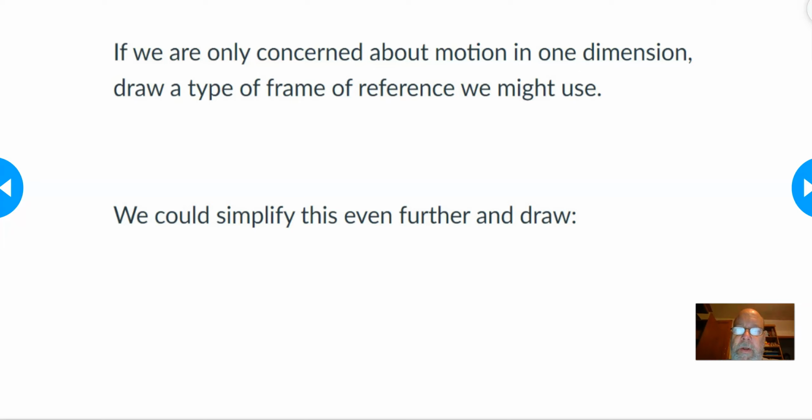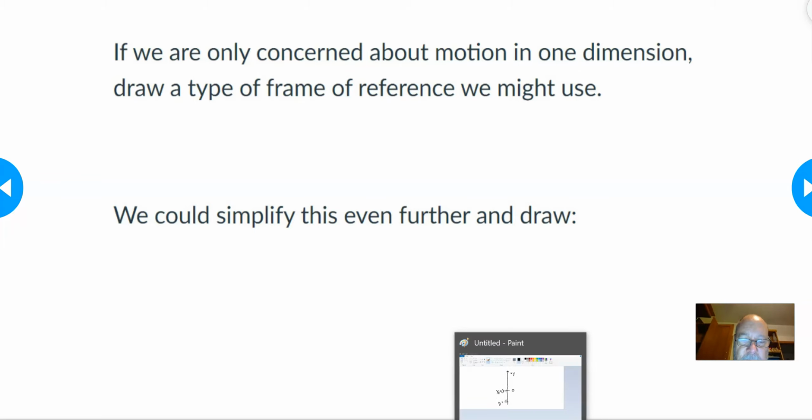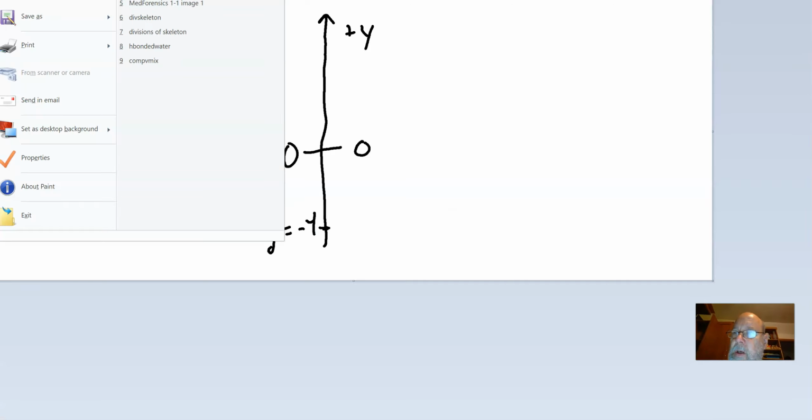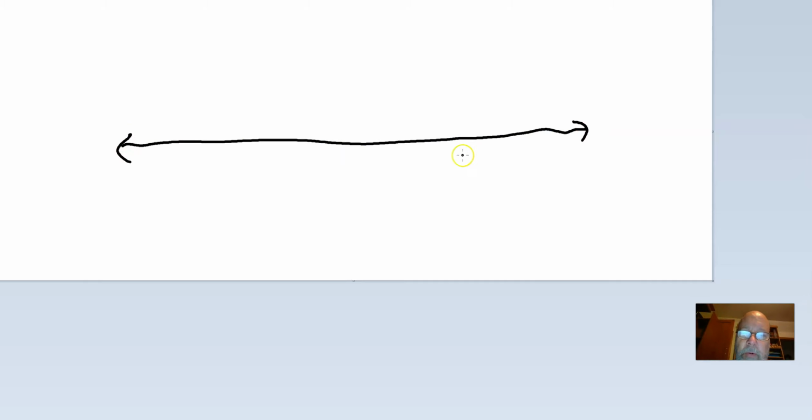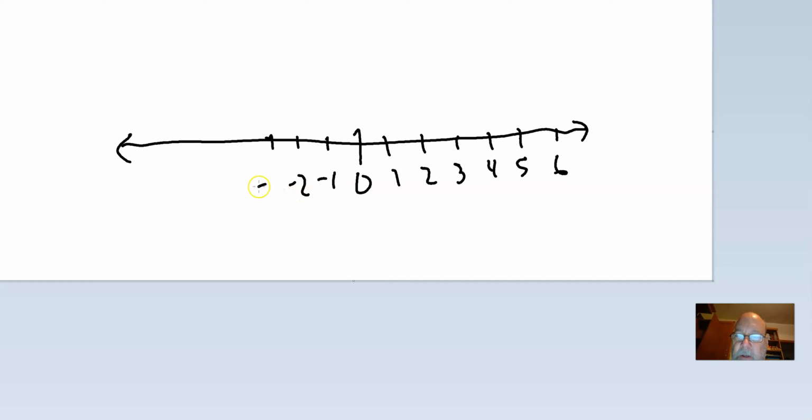So if we're only concerned about motion in one dimension, let's draw a type of frame of reference that we could use. We're probably not going to, but we could use this type of a frame of reference. I'm going to open up a screen here to draw on, and I want you to draw this on your worksheet in the appropriate place. One type of frame of reference we could use is just a basic number line that shows the values in the positive direction and the values in the negative direction.